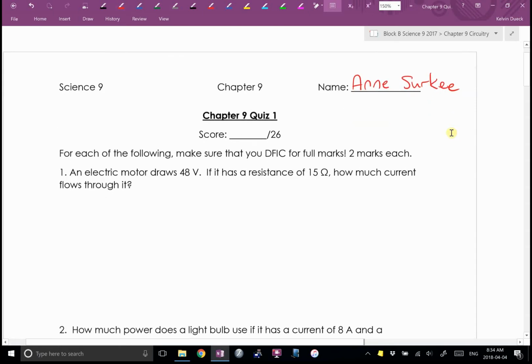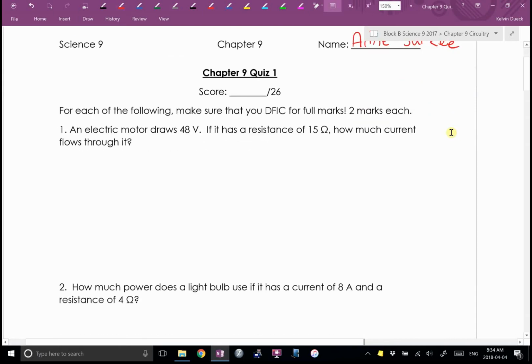All right. I wrote here, for each of the following, make sure that you DEFIC for full marks. What does DEFIC mean? That's my acronym that I use in Physics 11 and Physics 12 when I'm teaching, as a starting point. It says list your data, find the formula, insert the numbers, crunch the answers. It's not a one-size-fits-all, end-all, be-all, but it gives you a hook to hang an approach on to start out with. In other words, when I read these questions, Mara, the first thing I ask is, what are they asking me to find? And it looks like they're asking me to find that.